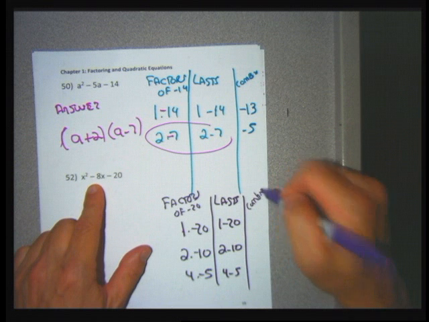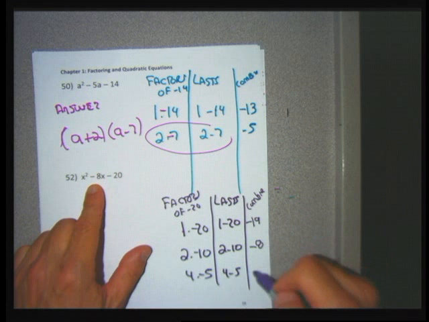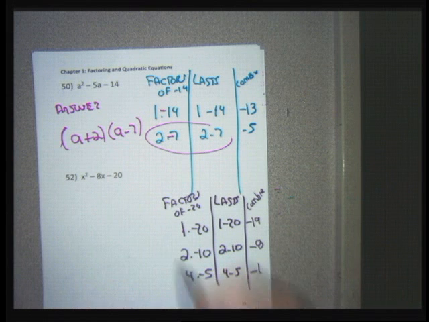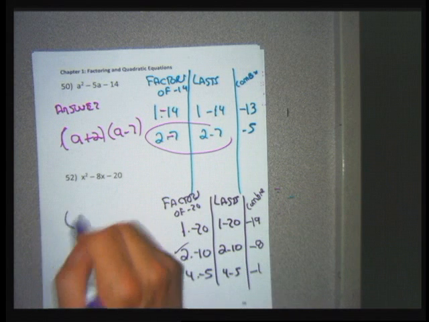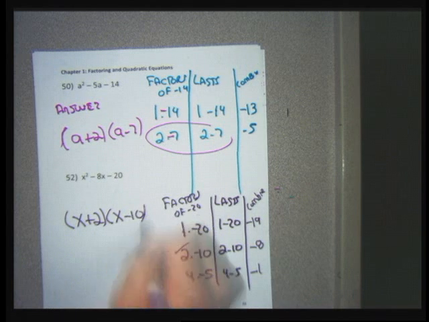When I combine these, I get minus 19, minus 8, and minus 1, because when the numbers are one positive and one negative, you subtract and take the sign of the larger. So that's the pair that I need. So my answer is going to be x plus 2 and x minus 10.